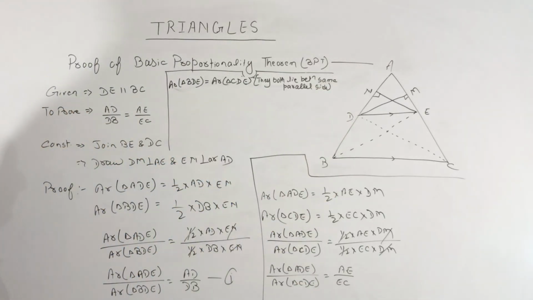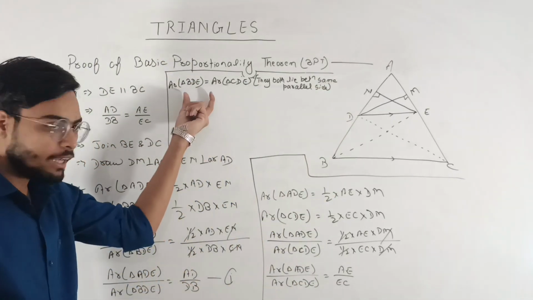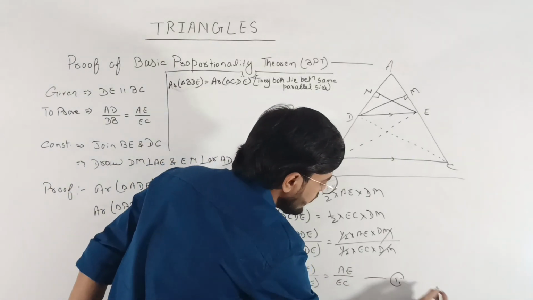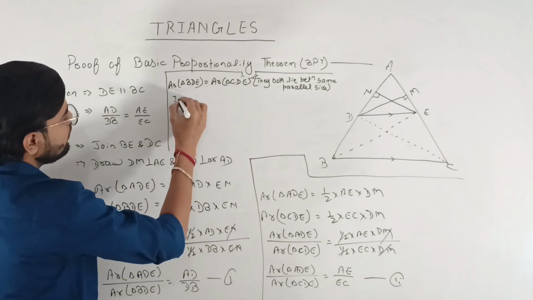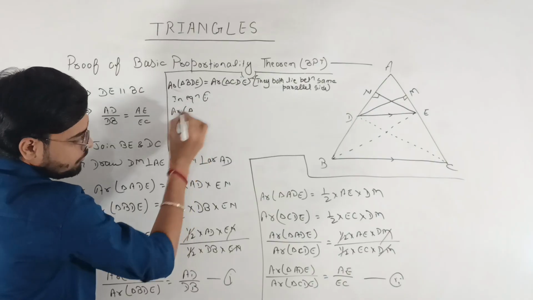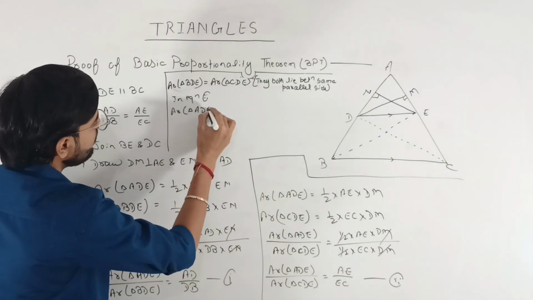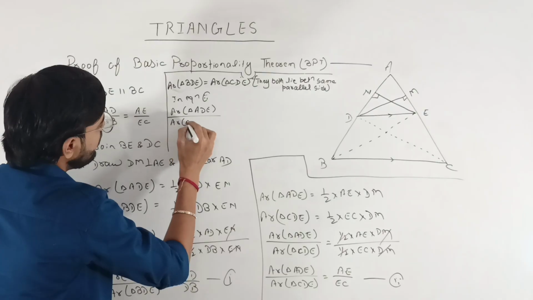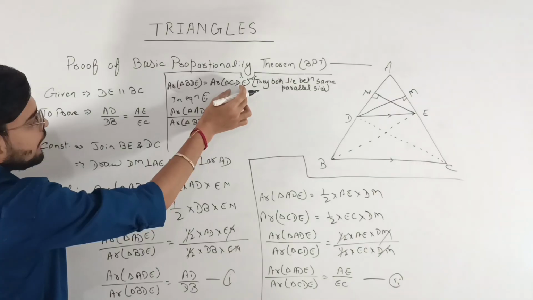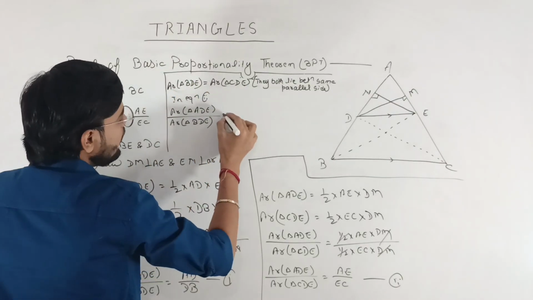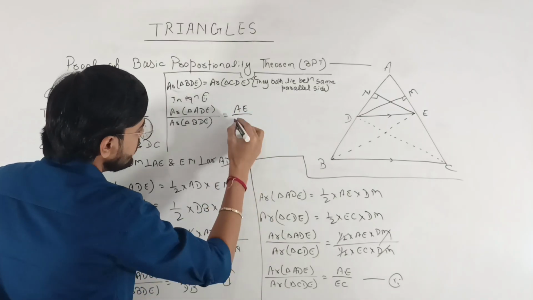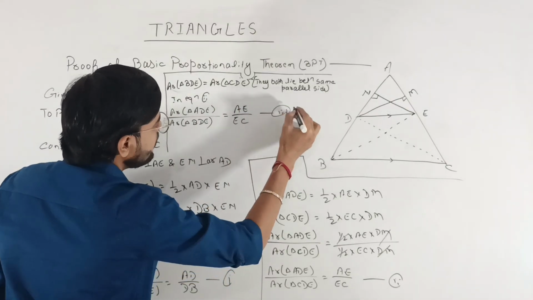Okay. Now look, when the area is same, then I write area of triangle BDE in place of area of triangle CDE. This is my equation second. Now in equation second, area of triangle ADE upon area of triangle BDE. In place of CDE, I write BDE. Why? Because area of triangle CDE and BDE are equal. So area of triangle ADE upon BDE is equal to AE upon EC. This is my equation third.